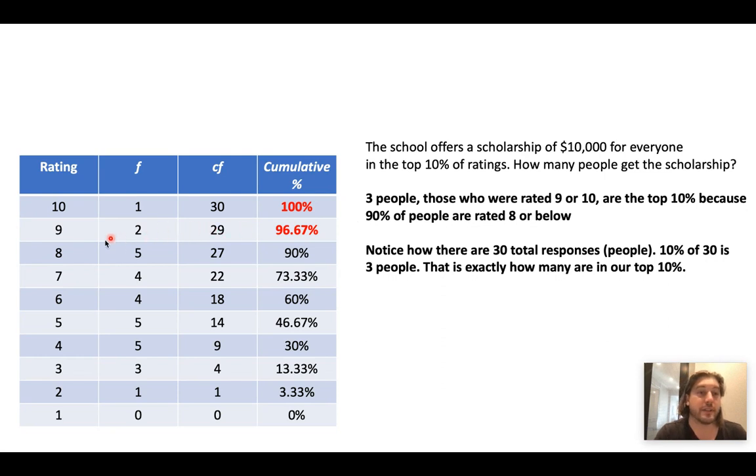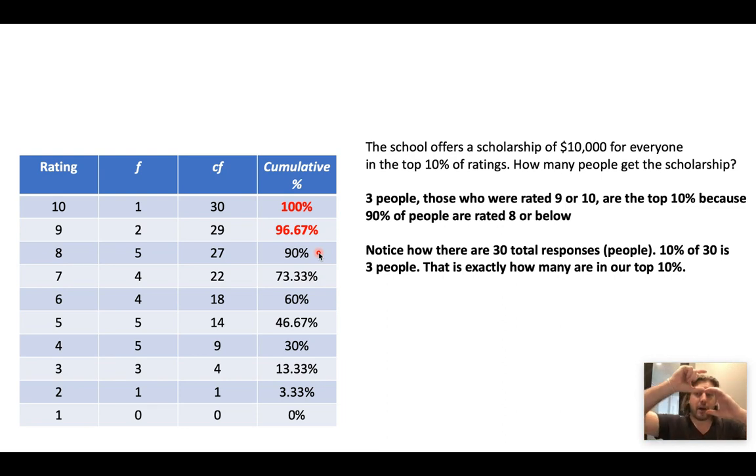Now, a lot of you probably said, well, a rating of 8 includes that because it says 90%, right? So they're in the top 10%, but they're not. They represent the divide of the top 10% from the bottom 90%. If you scored an 8, you are at the place where 90% of the data is at or below you. If you are in that group, then you are not in the top 10%. You're in the bottom 90%.